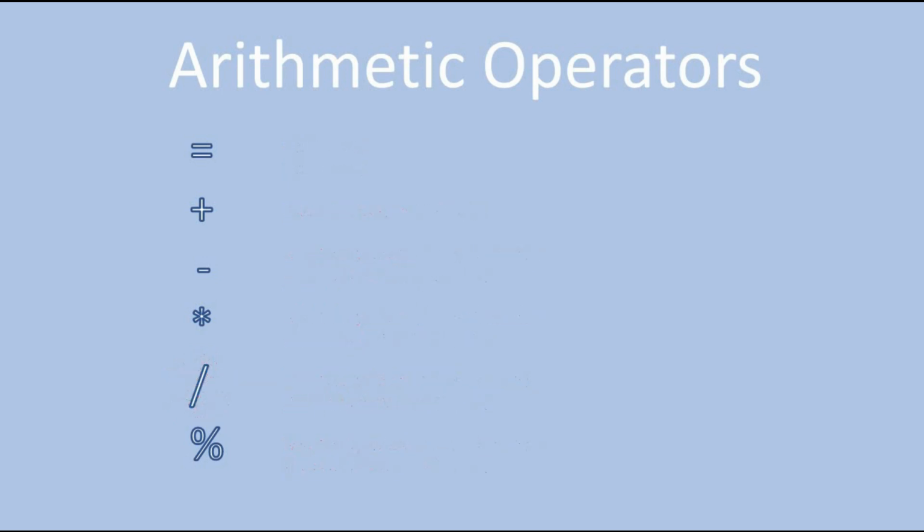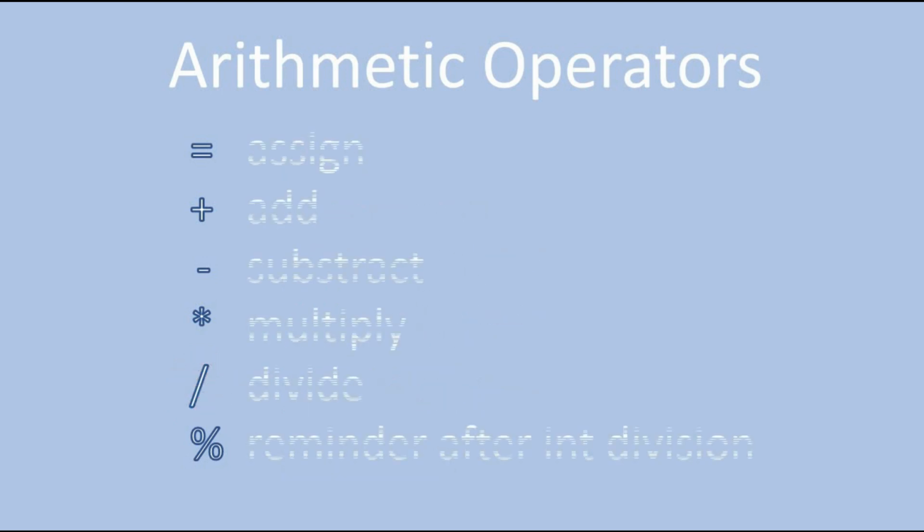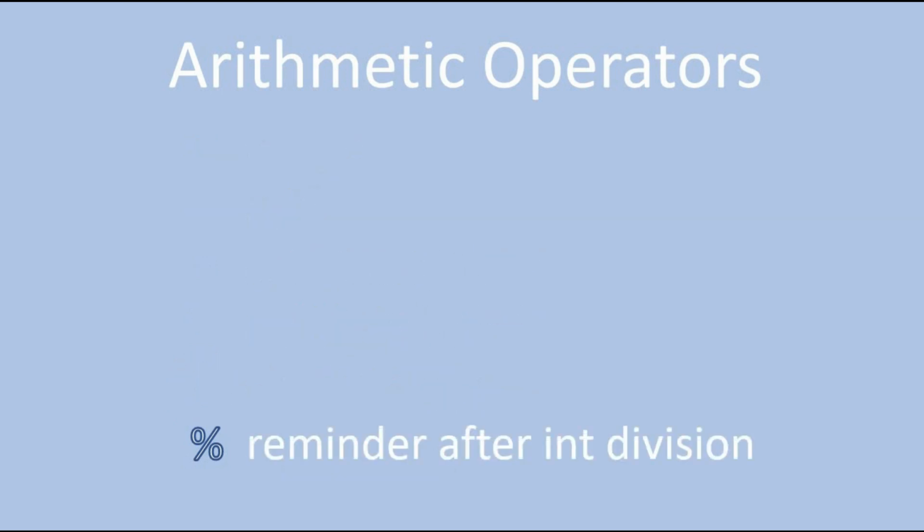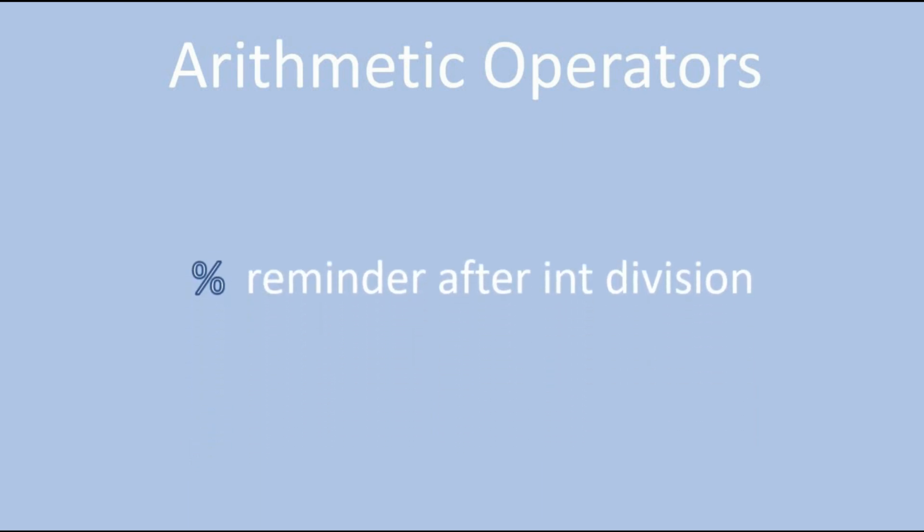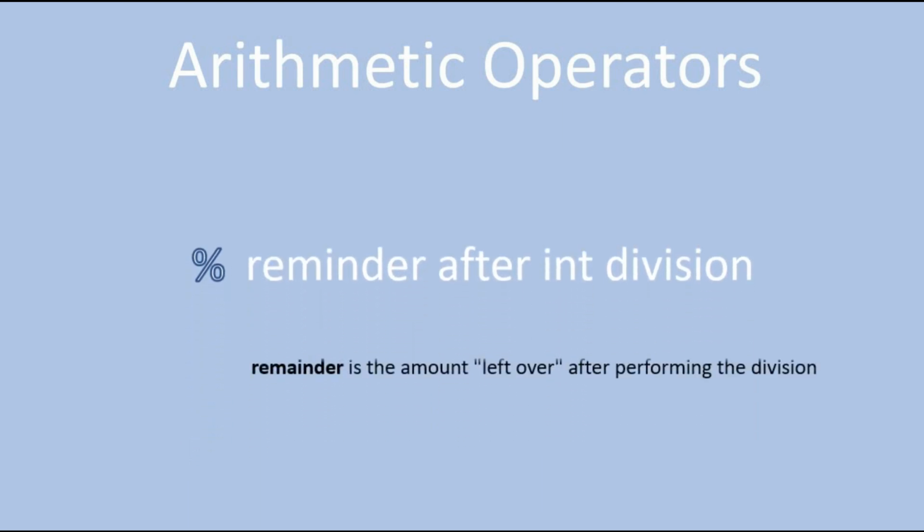We have one arithmetic operator left to discuss: remainder after division. If you need to be reminded what the remainder operator is, remainder is the amount left over after performing the division. So for example, we cannot divide 10 by 3. The closest number you can divide by 3 is 9. So if you have 3 times 3 plus 1, it makes 10. And the 1 here is the remainder.